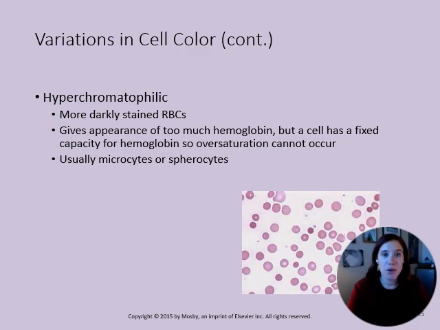Okay, we now can see on the opposite side, hyperchromatophilic cells. These are going to be more darkly stained red blood cells. They give this appearance of like too much hemoglobin, so too much iron, that sort of thing. But a cell has a fixed capacity for hemoglobin, so oversaturation really can't actually occur. And we'll see these maybe in some microcytes and maybe some of those spherocytes that we look at.